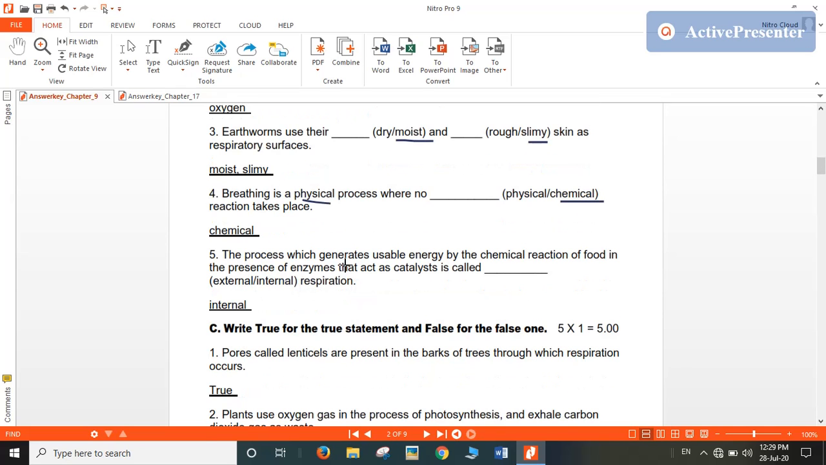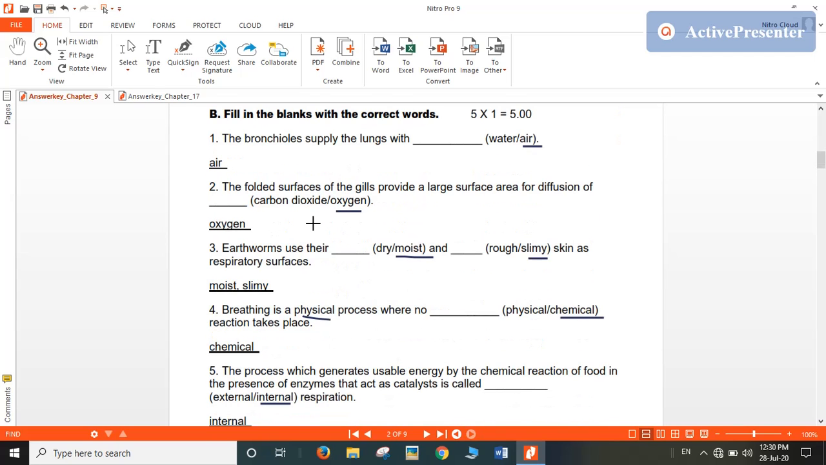Next: the process which generates usable energy by the chemical reaction of food in the presence of enzymes that act as catalysts is called internal respiration. Because the chemical reaction of food happens in internal respiration, and in the presence of enzymes which behave as catalysts, which increase or speed up the process, right. So that process is called internal respiration. These are the answers of fill in the blanks.